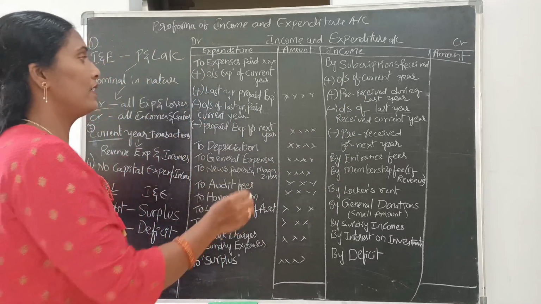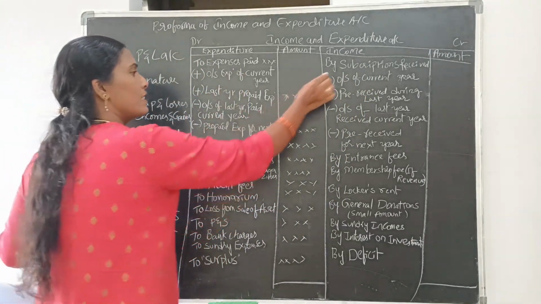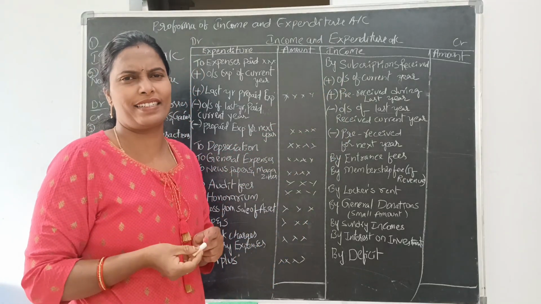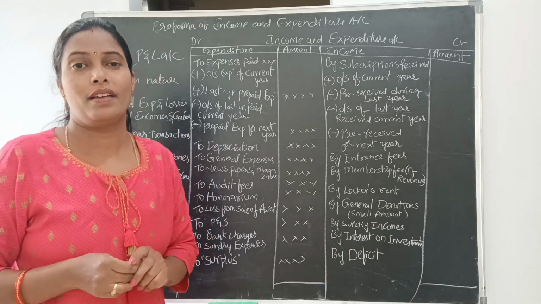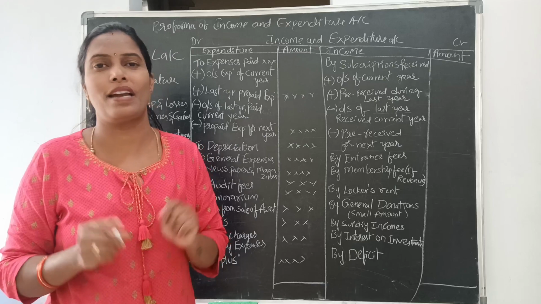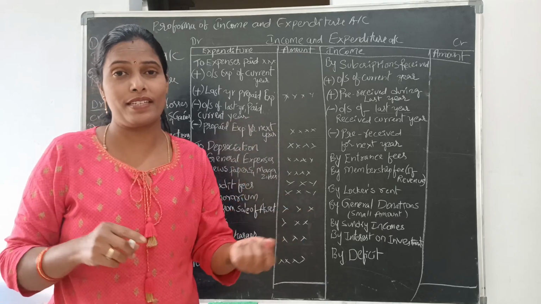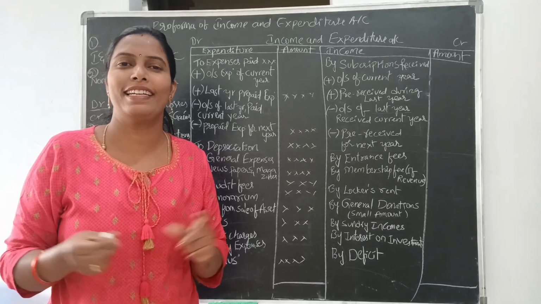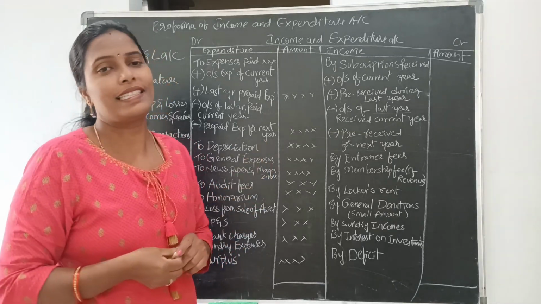In the income and expenditure account, these four adjustments are very important: when to add and when to deduct. Simply you need to remember, if the transaction relates to the current year, then only you need to add. If it is a previous year or next year, simply deduct the transaction from the concerned receipts.